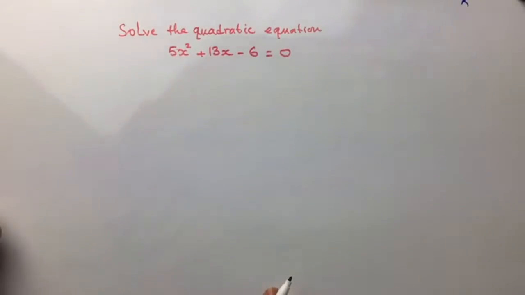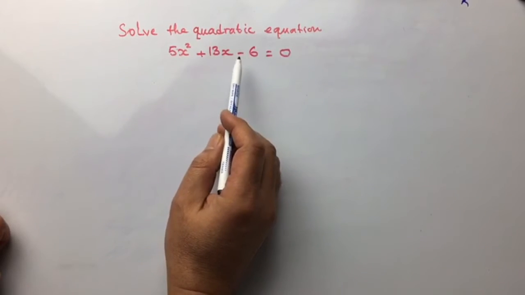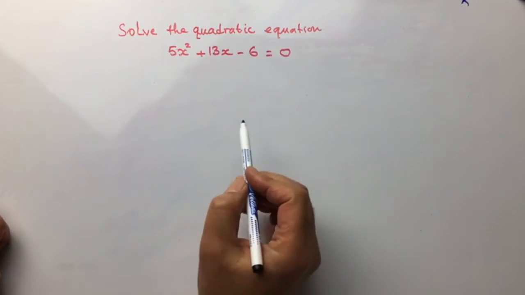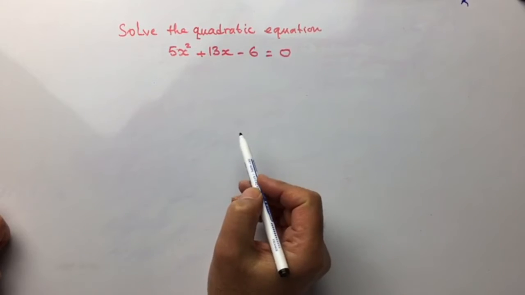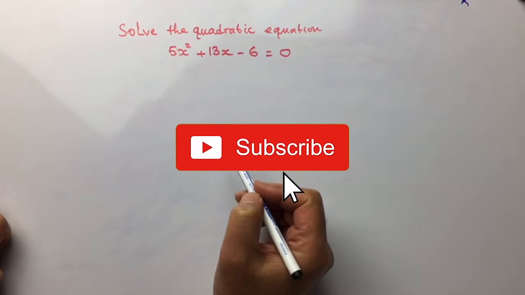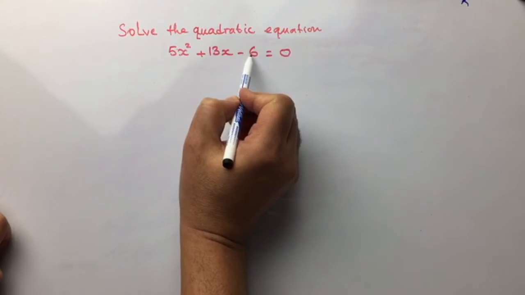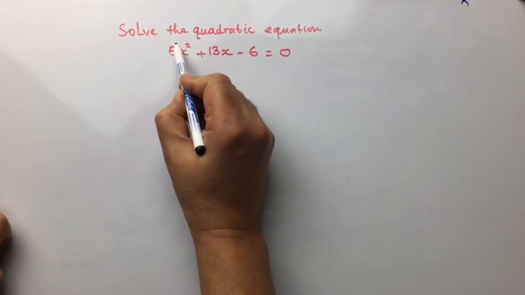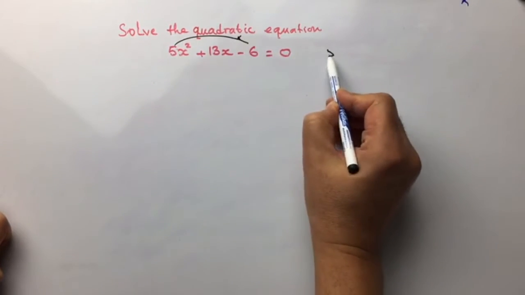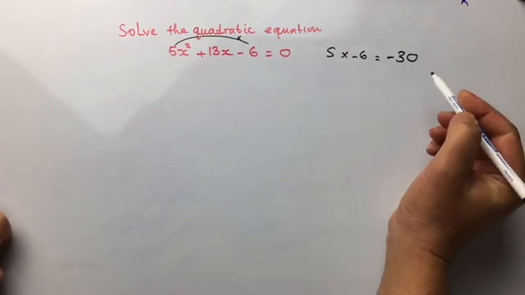Hi everyone. Today we are going to try to solve the quadratic equation 5x squared plus 13x minus 6 equal to 0 by factorization. So first, you have to do 5 times minus 6, which equals minus 30, right?